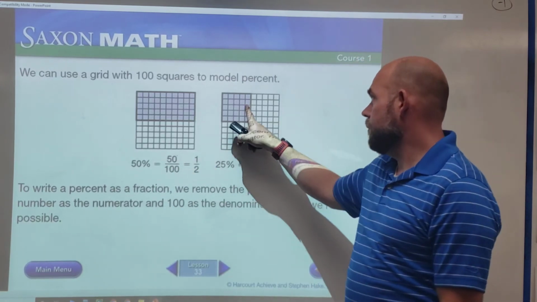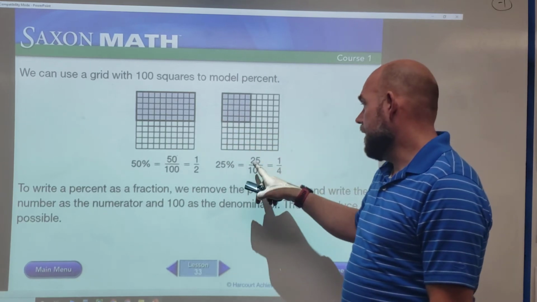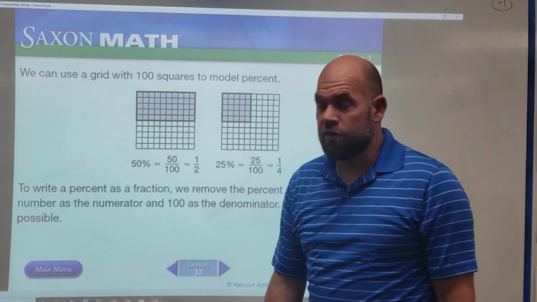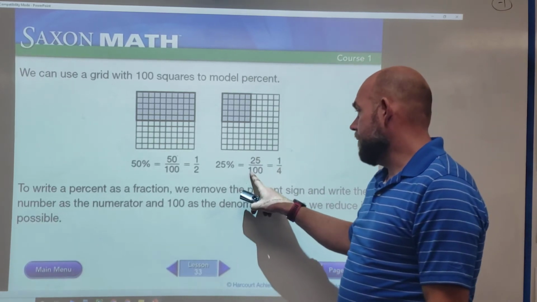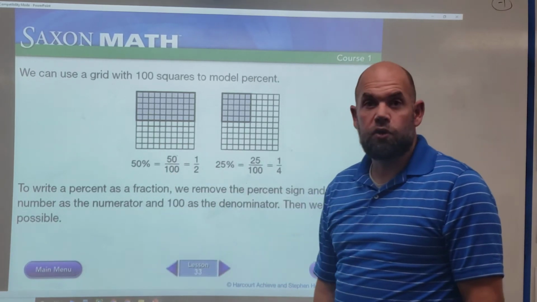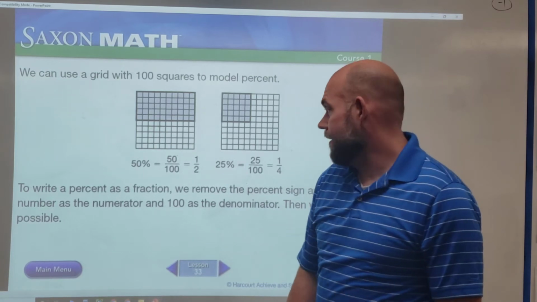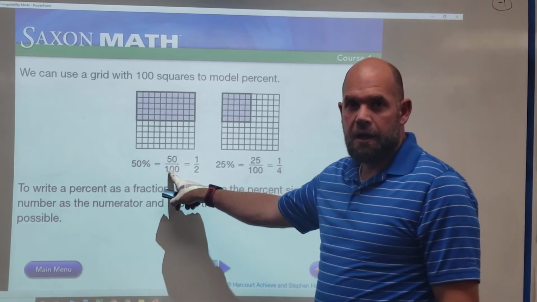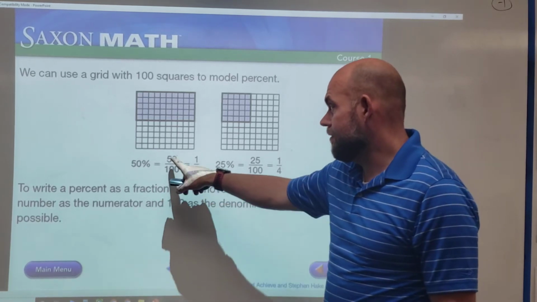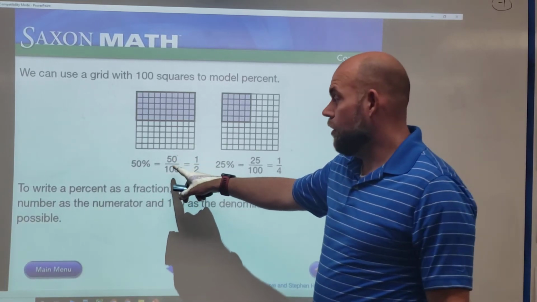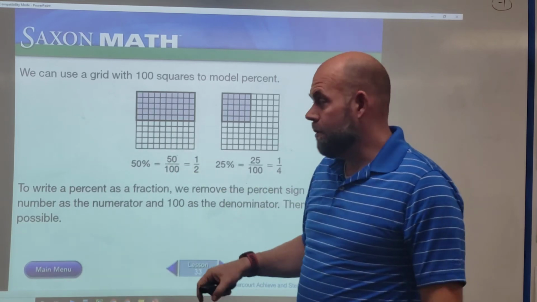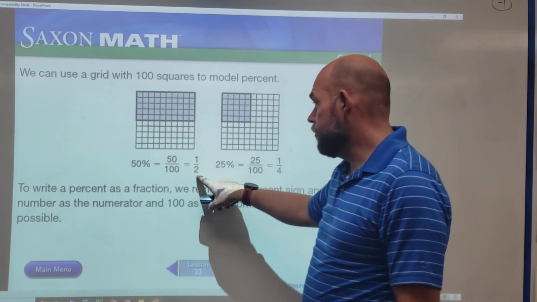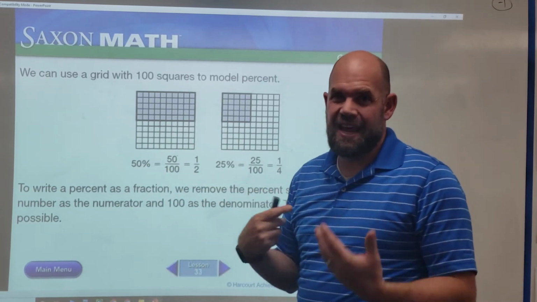With 25, we would just have 25 highlighted, and that would be 25 out of 100, and that would reduce to 1/4. Now, when we reduce, like with 25 out of 100 or 50 out of 100, what we're doing is we're looking for the greatest common factor. If we know there's a number that goes into both 50 and 100, then we will divide by that number. In this case, we know that 50 goes into 100, so we could use that as our greatest common factor. 50 divided by 50 is 1. 100 divided by 50 is 2. And that's how we reduce without taking extra steps.